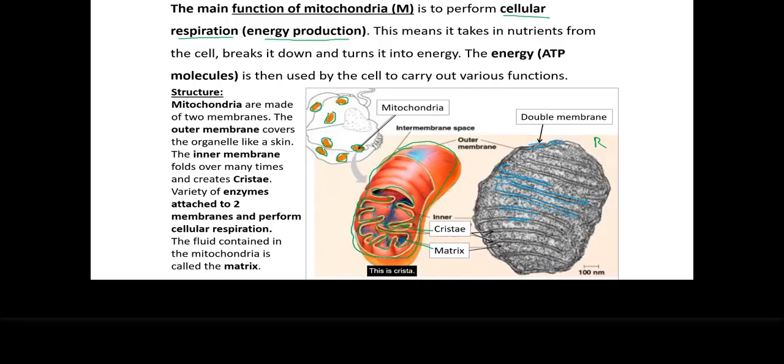This is a crista. It's a fold of this inner membrane. And inside, this light part is the matrix. All this light part is the matrix.